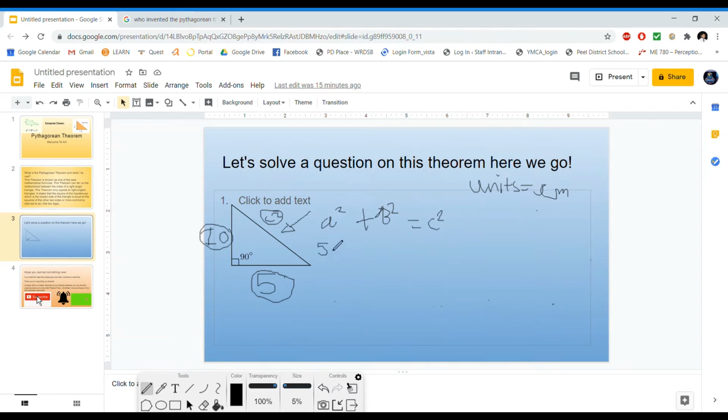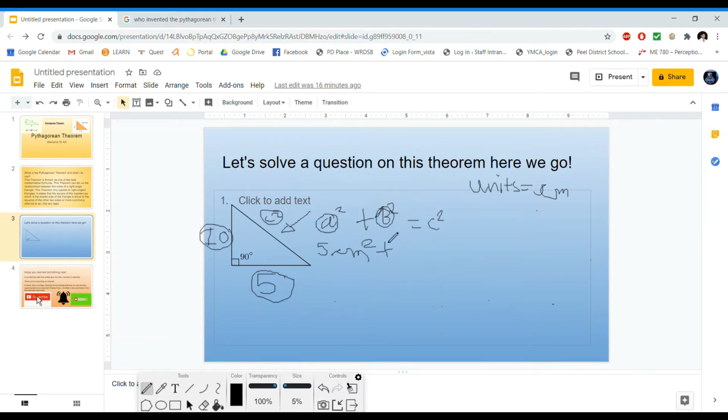We don't need to write the units in the actual formula or the equation that we're solving, but I'll write it so you understand better. So 5 centimeters: you keep the squared the same, just replace the a with the 5 and write centimeters squared, of course. Then you write plus, and then b squared. Same thing as we did with the a.